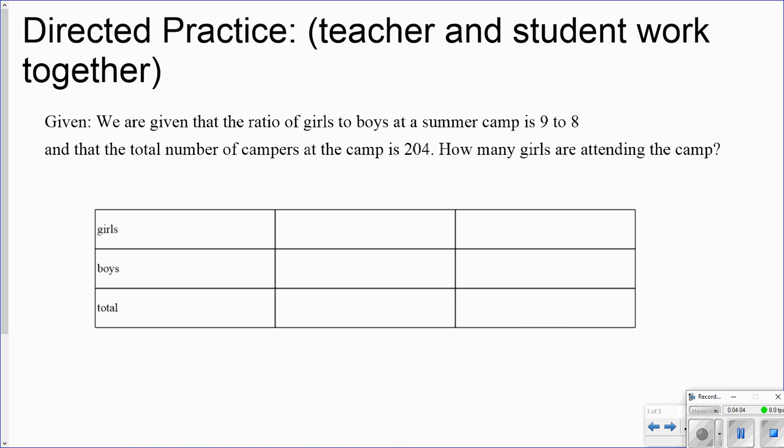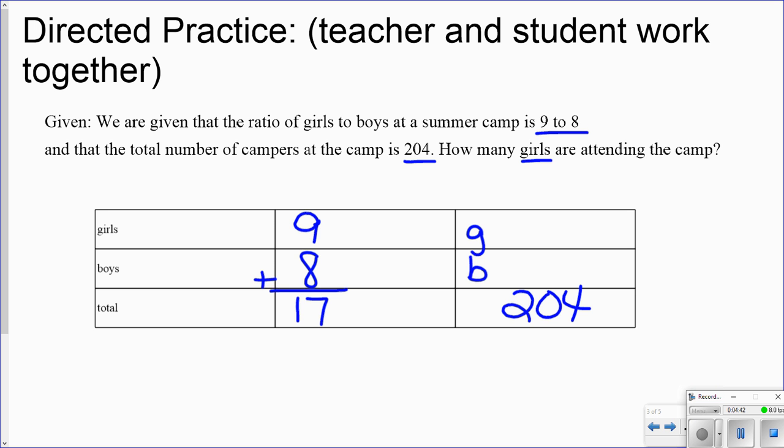Okay, given this next problem, we are given the ratio of girls to boys at a summer camp, 9 to 8. So I have already started the table for you: girls, boys, and total. Girls are 9 and boys are 8 in the ratio. If the total number of campers at the camp is 204, how many girls are attending the camp? So I'm going to put the 204 in the total. I'm going to add the 9 plus 8 to get 17. And I'm going to put some variables in these boxes.